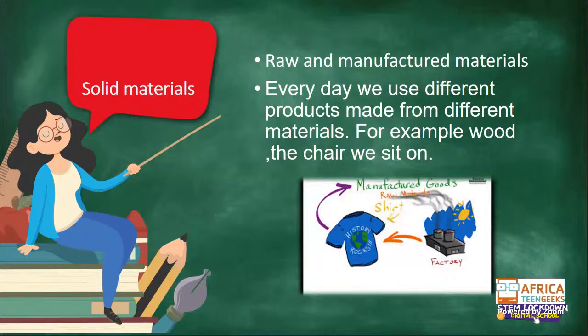So these are in our everyday lives, everyday functioning, we use different products. We use cell phones, we use tables, we use chairs, we use couches. All those things are materials, are solid materials that we use each and every day. And these materials can either be raw or they can be manufactured. So now you'll be able to understand what you mean when you say they are raw and what you mean when you say they are manufactured.